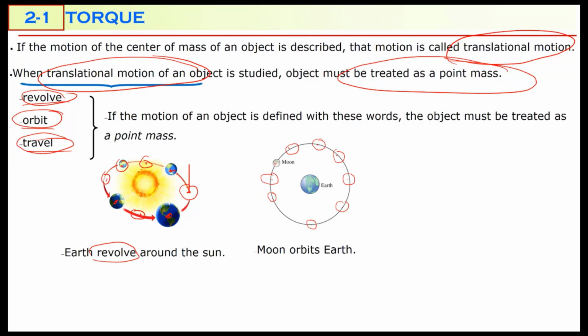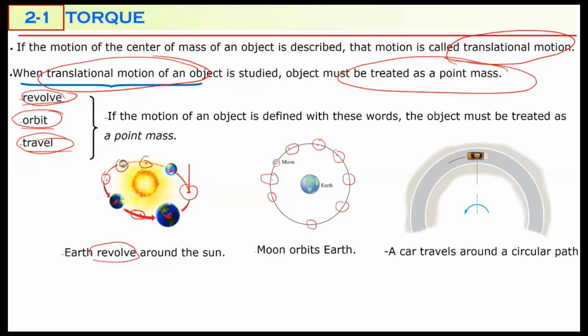That's why the moon must be treated as a point mass here. Or a car travels around a circular path. You are defining the motion of the center of mass of the car. So in here also, this car must be treated as a point mass.